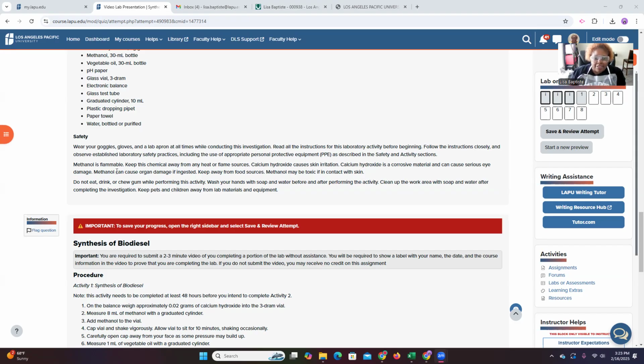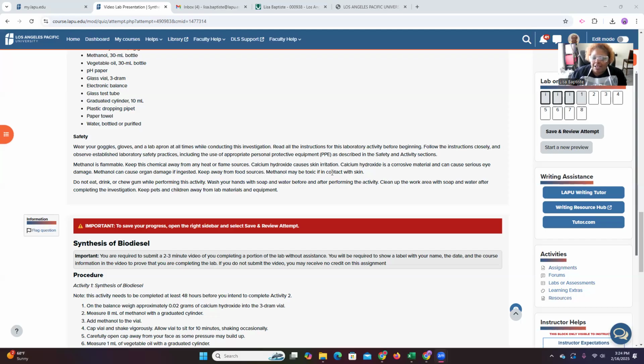All right, so methanol is flammable, okay? This is your methanol. You do not want this around heat or flame sources, okay? No smoking around this. Don't do it around the fireplace. Don't do it around open flame or the stove. You want to make sure that your area is free from any heat or flame sources, okay?